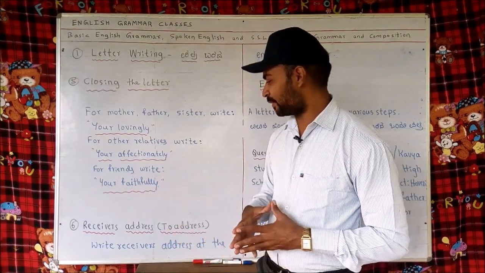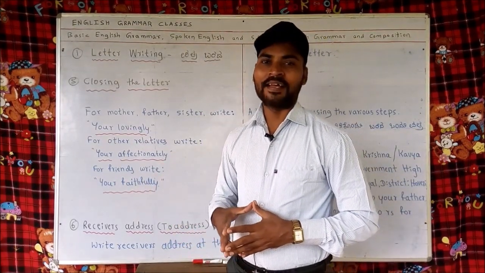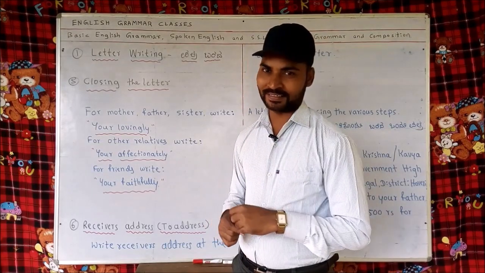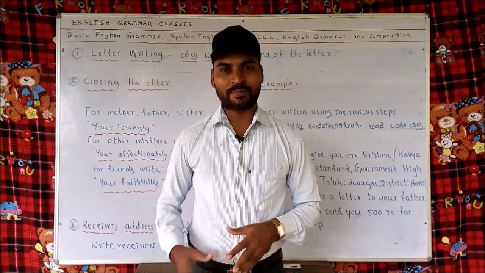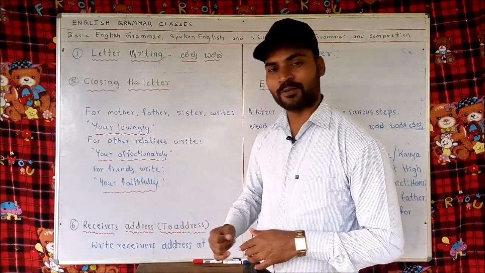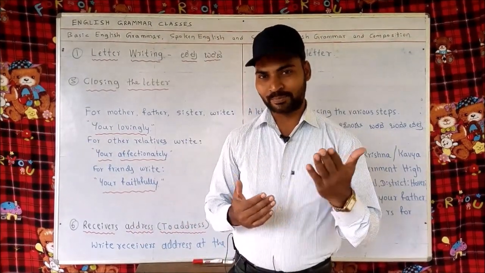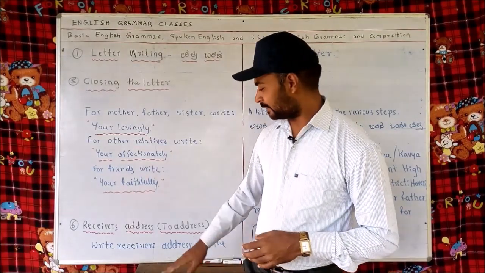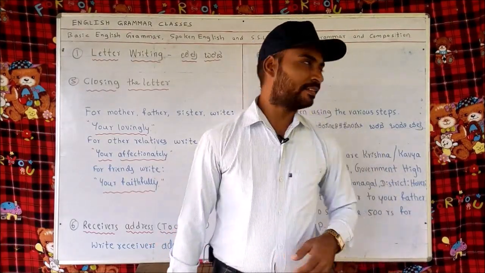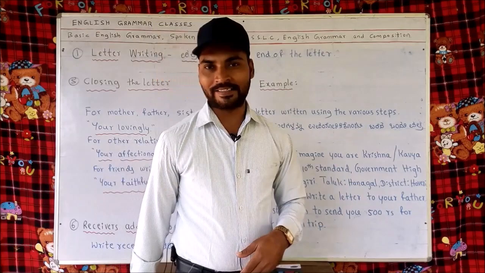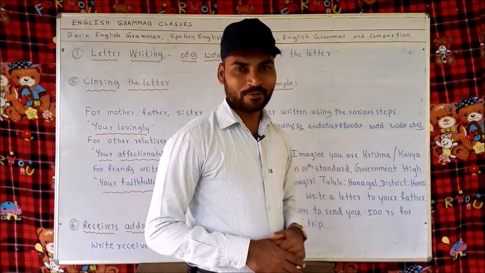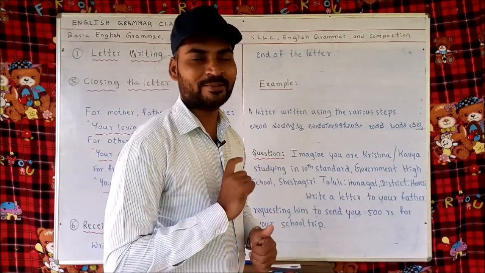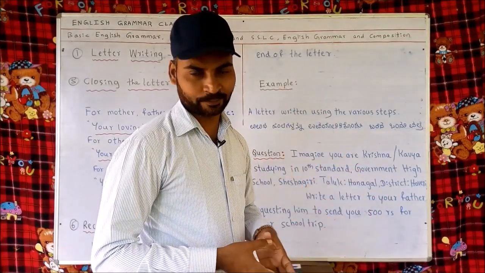Now the last step, that is receiver's address. Receiver's address is the "to address". In an actual letter we write it on the envelope, but here for our exam purpose we write it in the given page itself. Write the receiver's address at the end of the letter. I told you the fifth step is the semi-final one, and this one is the final one. In this final step we write the address of whoever we are sending the letter to.